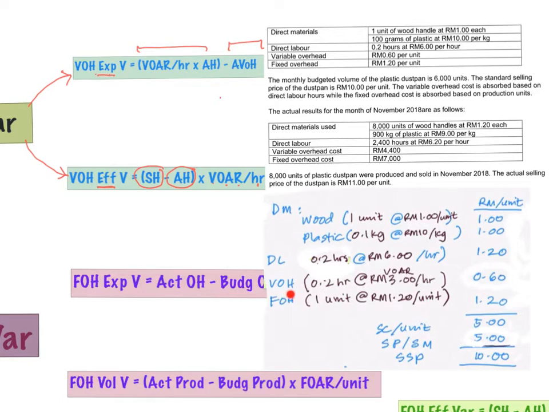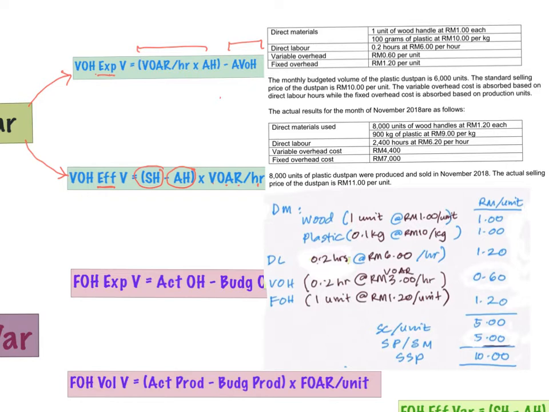As you can see in the standard cost card, it takes 0.2 hours at 3 ringgit per hour, which costs you 60 cents per unit of variable overhead. So how do we use this information to calculate the variable overhead expenditure variance here?